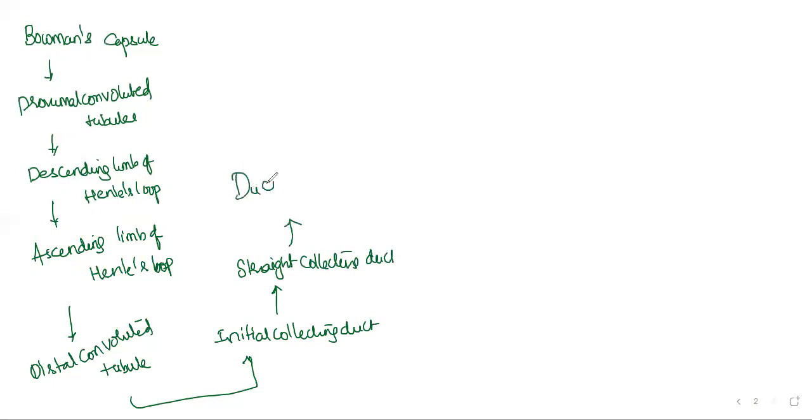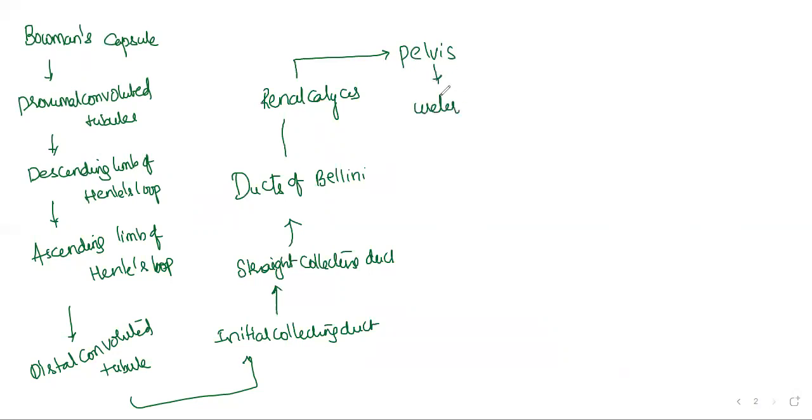Then it comes into ducts of Bellini. All the ducts of Bellini open into renal calyces. Renal calyces open into pelvis. Pelvis into ureter. Then ureters into urinary bladder. Afterwards that will be eliminated out by urine.